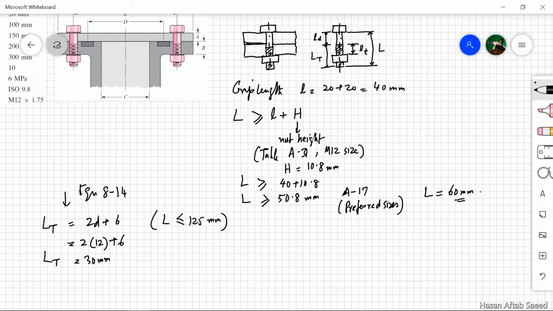Now we come to this LD. Because LD and LT, these two things are important for us for the stiffness calculation that we are going to do.